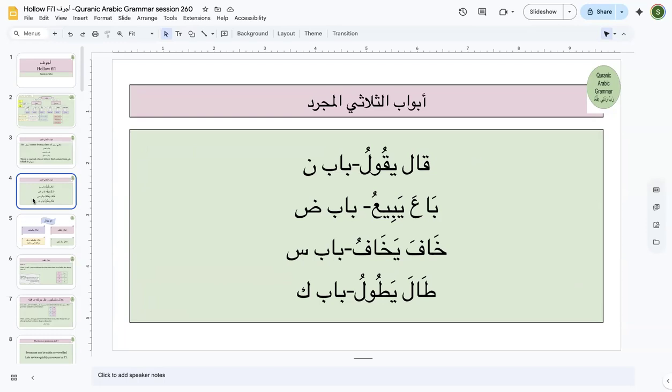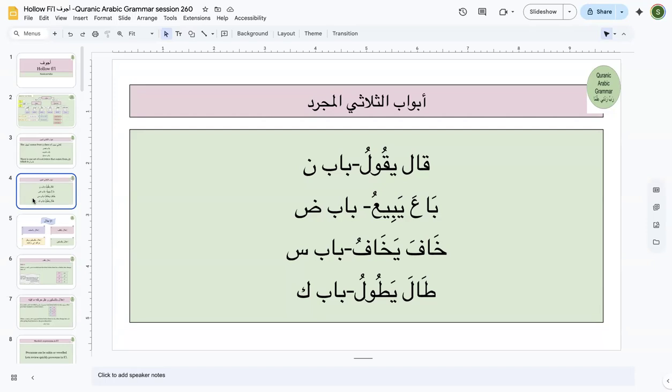In case of Bab Daraba, you have root letters Ba, Ya, Ain. So Ba'a Yabi'u is something that comes from Bab Daraba. In case of Bab Sin, you will see Khafa Yakhafu. Khafa Yakhafu is going to come from Bab Sin. Is this clear to all of you? Are you all with me?